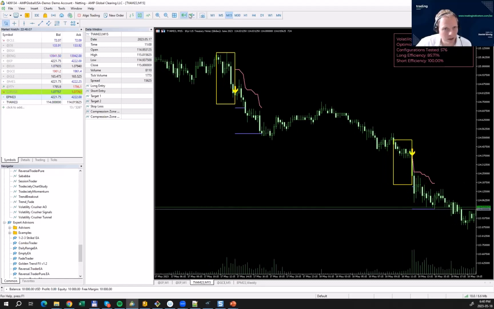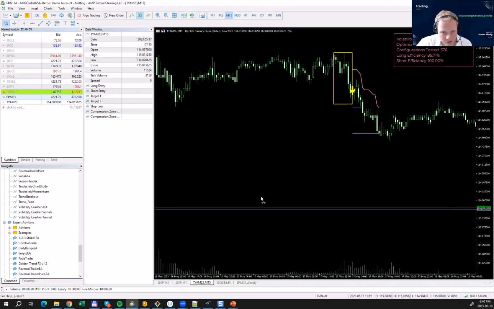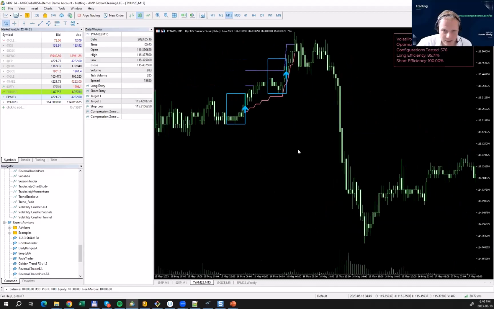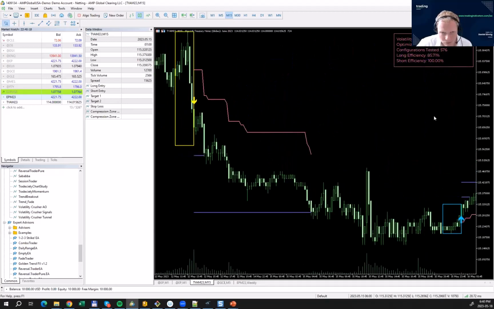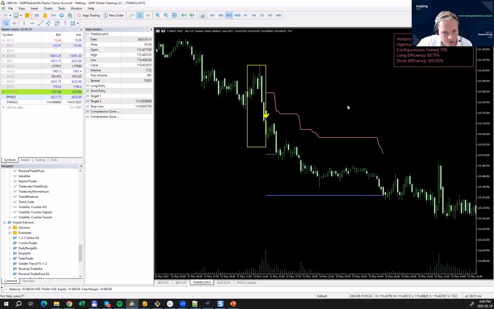Now let me go through a couple more trades. If I scroll back here, we can see that here we had 2 long trades, which worked out quite nicely. So both times the profit targets were hit. Oh, here we had a really big short trade. Sometimes when this breakout box is this big, I tend to not take those trades because then our targets are quite far away.